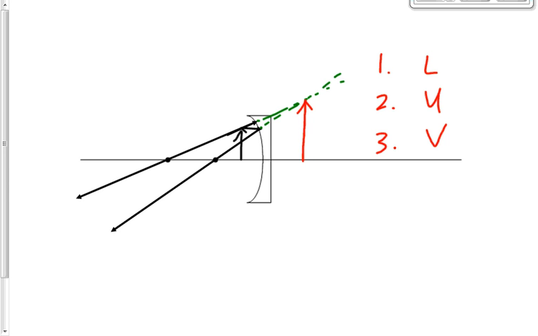Okay, we know that it is a virtual image. It can't be projected onto a screen. But how do we know that? There's dotted lines that are intersecting, right? Solid lines intersect, it's real. Dotted lines intersect, it's virtual.